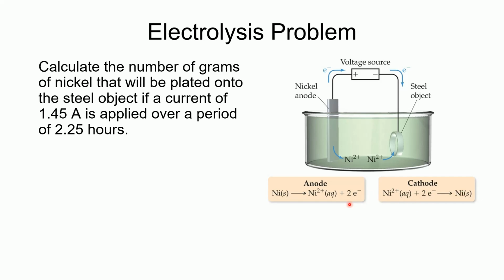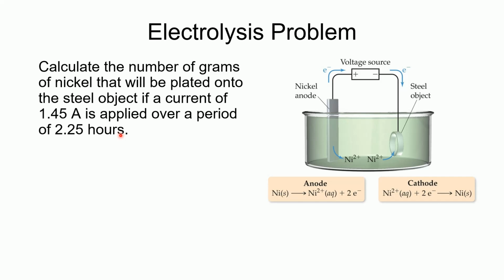So you'll notice it's the same reaction at both electrodes. However many nickel ions you get turned into nickel atoms at the cathode, you're going to have the same number of nickel atoms getting converted into nickel ions at the anode. That's convenient because our concentration of nickel isn't going to change in that solution. So what we want to do is look at this problem: calculate the number of grams of nickel that will be plated onto a steel object if a current of 1.45 amperes is applied over a period of 2.25 hours.